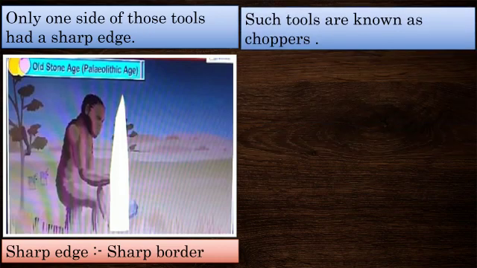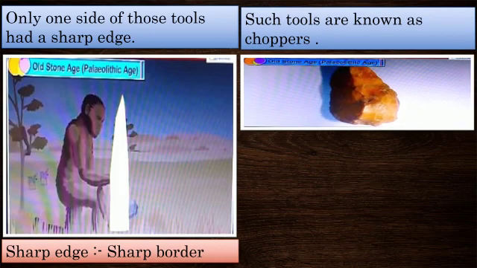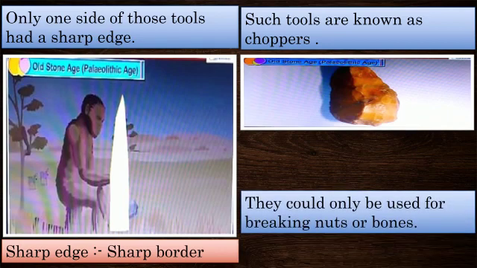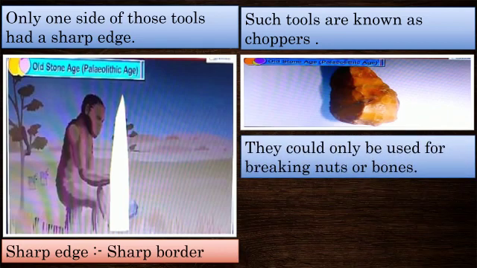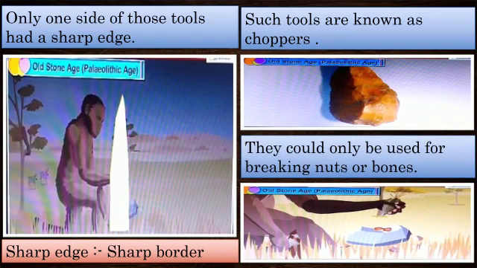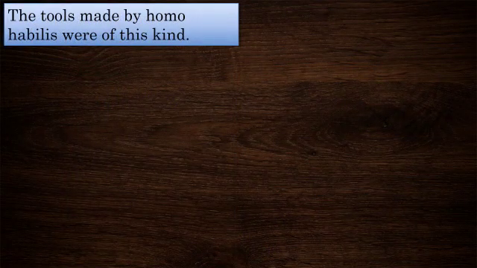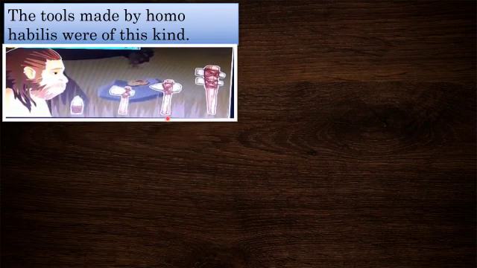Such tools are known as choppers. As you can see here, children, they could only be used for breaking nuts or bones. The tools made by Homo habilis were of this kind. As you can see in this picture, tools made by Homo habilis.